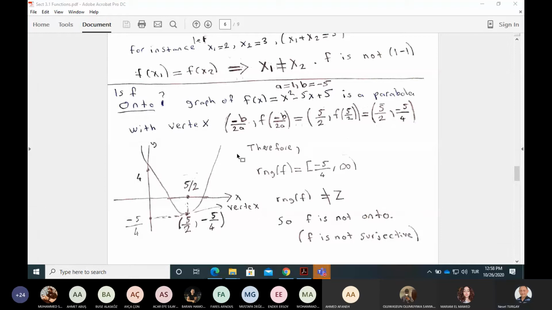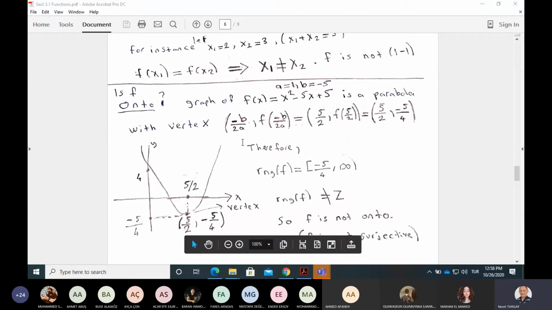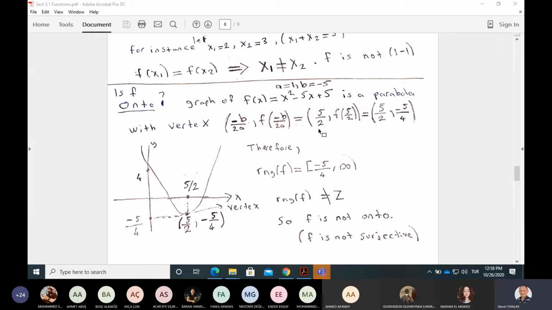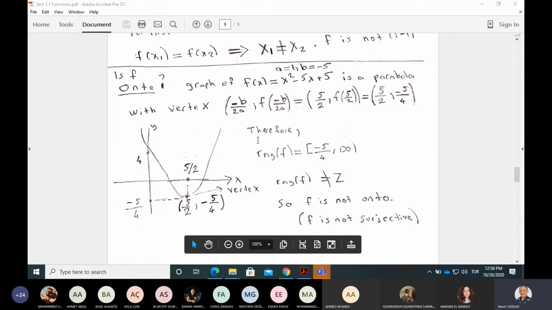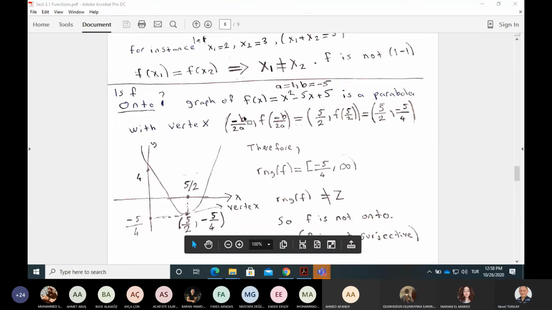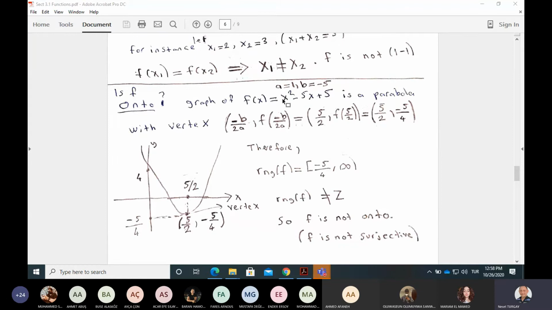Okay. Now, let's turn back to what we are doing. The graph of f of x is a parabola with vertex (minus b over 2a, f of minus b over 2a). Now, it will be something like that, concave up, and the vertex will be what? So here, what is a, what is b? a is 1, right? b is minus 5.